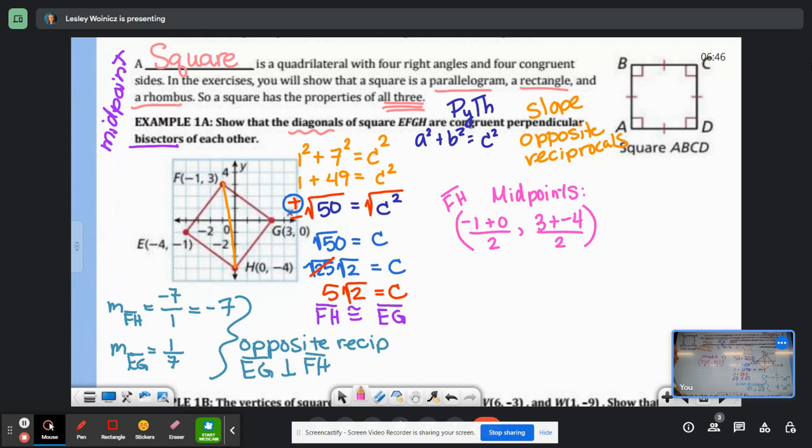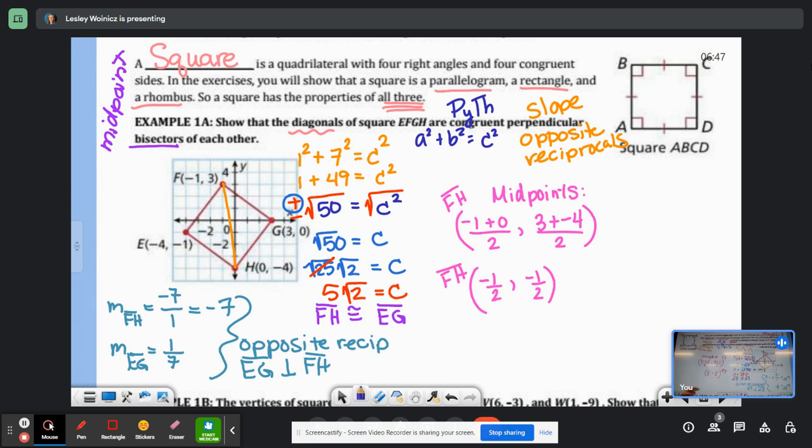Okay, so negative 1 plus 0, that's negative 1. And divide that by 2, I get negative 1/2. 3 plus negative 4 is negative 1. Divide that by 2, I get negative 1/2. This one is for FH.